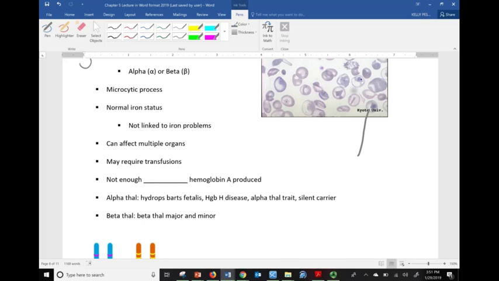And they might end up with problems with not having enough normal, or we could say functional, hemoglobin A being produced. We know that all the normal adult hemoglobins have alpha globins, and then hemoglobin A has beta globins and alpha globins actually. Alright, so that's kind of an introduction to that.